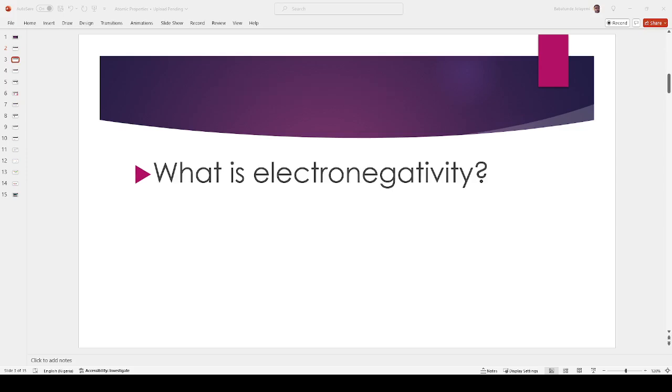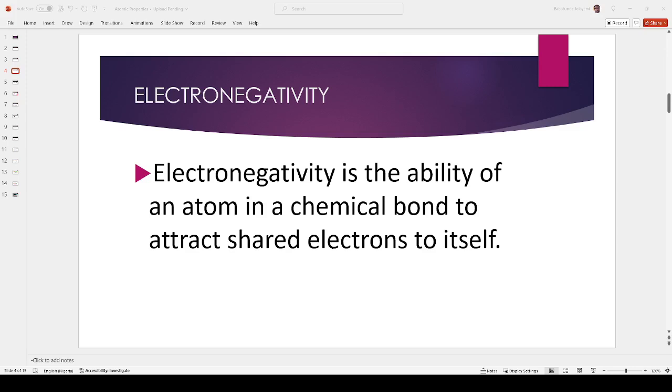What is electronegativity? It is the ability of an atom in a chemical bond, that is, in a chemical union, to attract shared electrons to itself. And why did I say chemical bond or chemical union? I mean the shared electron, the shared electron making the bond between the two elements.